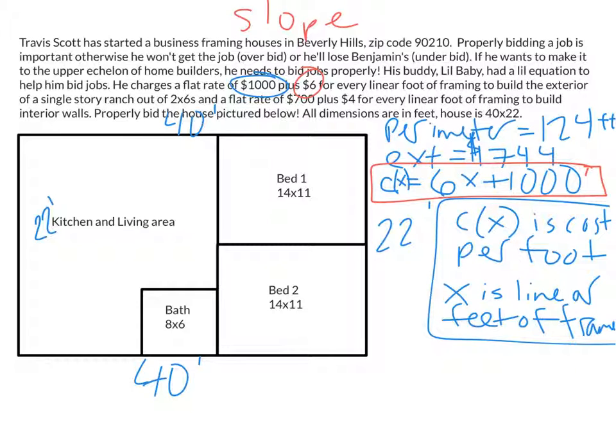If my person that wanted this thing bid out wanted to increase the size, I would just increase the number I'm putting in for X, right? No big deal. It makes it a little bit easier that way. You can also show a customer, like here, as you increase the linear feet needed to frame your house, your cost goes up. You could give them a graph with that on there. That is some pretty dope stuff.